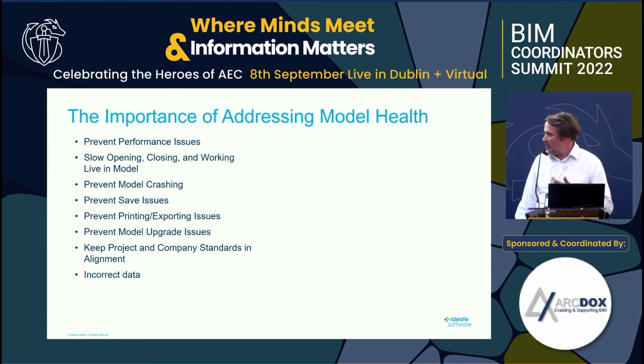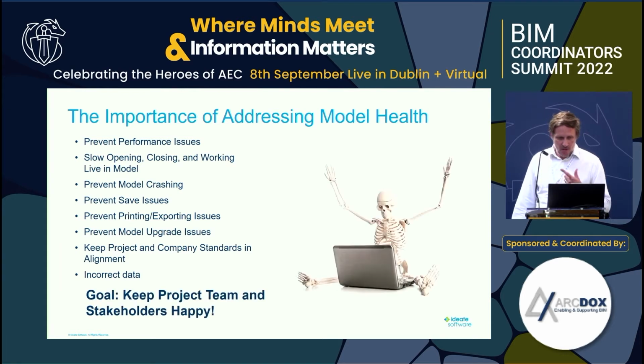You want to prevent any upgrade issues. So when you're upgrading your models to the next version, and it doesn't work properly. I've had these issues myself where we're trying to move to the next version of Revit, but the model has got certain things in it that will stop the model from upgrading. So you could be preventing the whole project team from moving on to the next version. So that's a key issue. And then you want to keep alignment with any company or project standards. And then finally, incorrect data. That's key. We're talking about data at this stage. So you want to make sure that you are issuing the correct data to your clients.